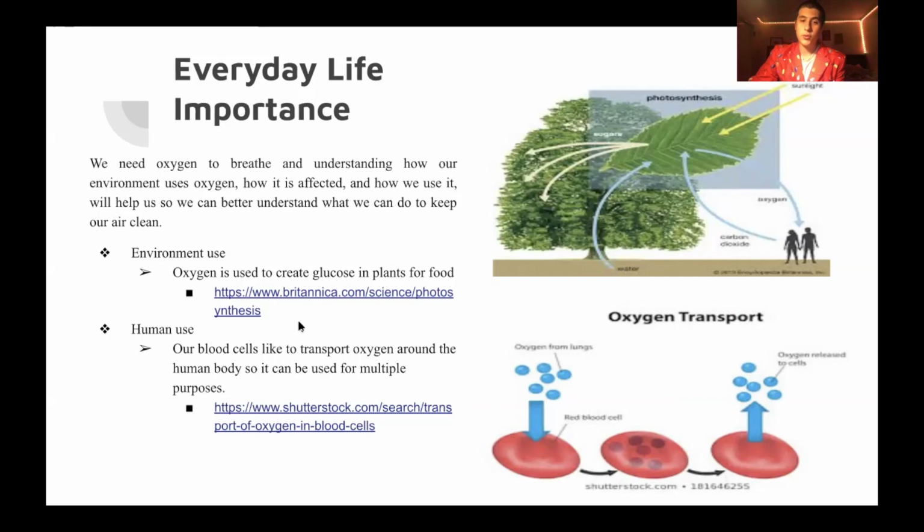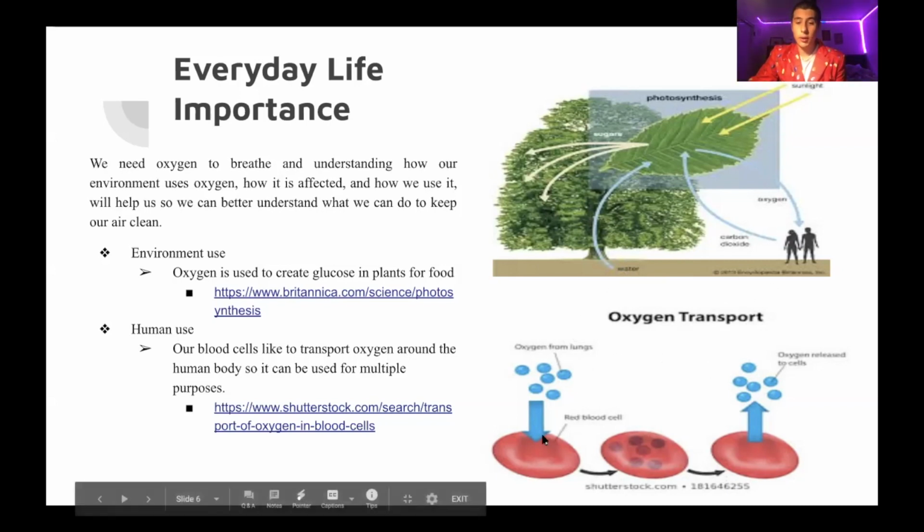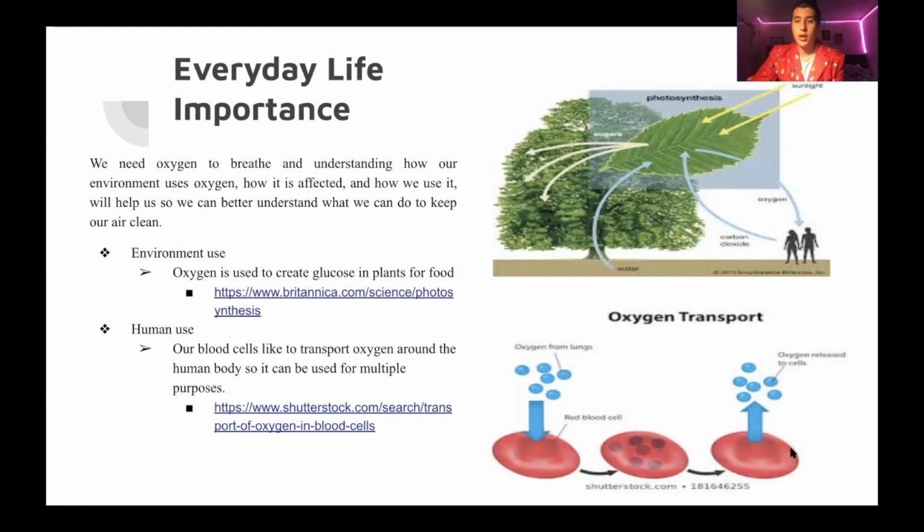So some of the uses that I've included here is we have our environmental use, which is oxygen is used to create glucose, which is basically a plant food. And as we can see, oxygen is a byproduct from photosynthesis, as we can see from this picture over here. And then the human use, or what we use it for, is that our blood cells transport oxygen around the human body, and it can be used for multiple purposes. Over here I have an example of what oxygen transport looks like. We have our oxygen from the lungs entering the red blood cell. The red blood cells travel through the body, and then the oxygen is released to the cells.